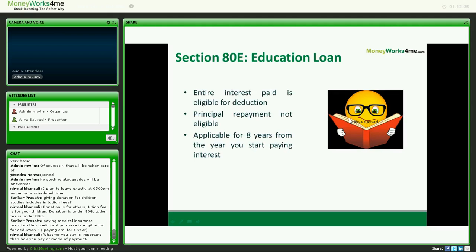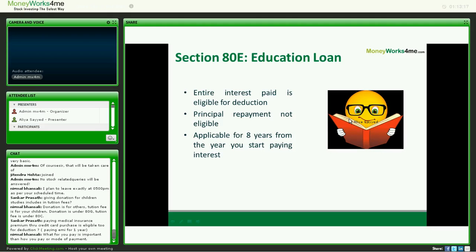That is counted starting from the period you begin paying the interest. So if you start paying interest from 2013, you can claim a deduction for up to 8 years on the interest that you pay towards the education loan. And unlike home loans, where principal repayment was eligible for tax deduction, principal repayment in education loans is not available for tax deduction. So that is the caveat here.